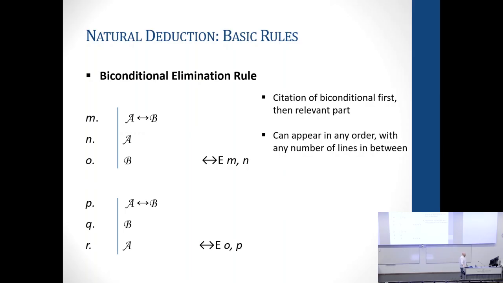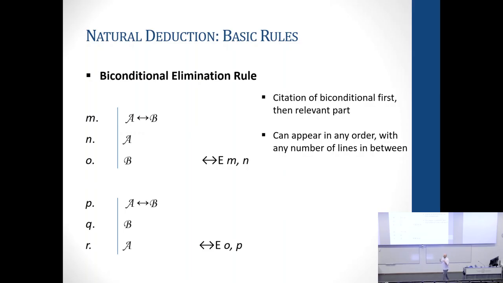So far, we've got the rules for conjunction, introduction and elimination, and we've got the rules for the conditional, introduction, elimination, and for the biconditional, introduction, elimination. We've got two left, the disjunction and negation. Disjunction has a really easy introduction rule and an absolutely heinous elimination rule. And that's all because disjunction is so easy to make true.